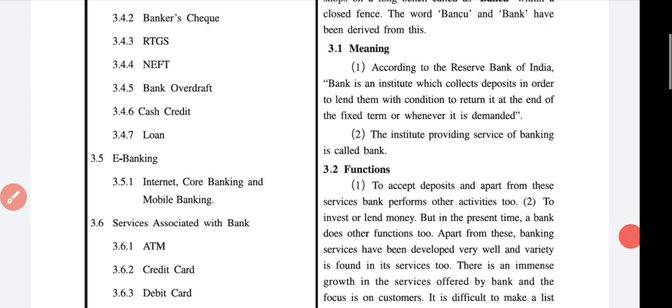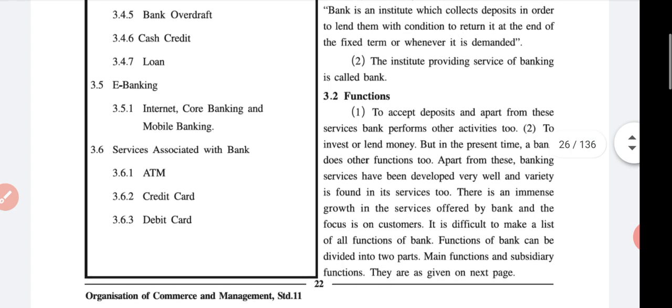Then meaning of bank. According to RBI, Reserve Bank of India, a bank is an institution which collects deposits in order to lend them with the condition to return them at the end of the fixed term or whenever demanded. What is the meaning of bank? It is a type of institution which collects deposits from the depositor and lends the money to the borrower. This whole process is called banking, a service of banking, and an institute which provides this type of service is called a bank. Okay, clear?